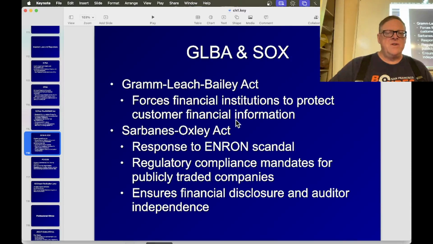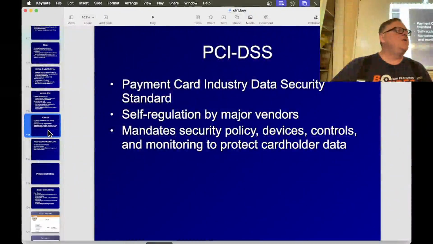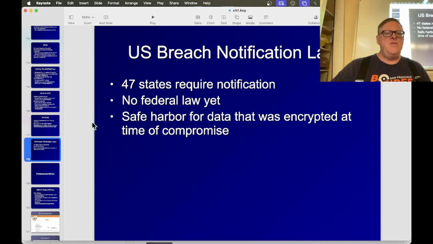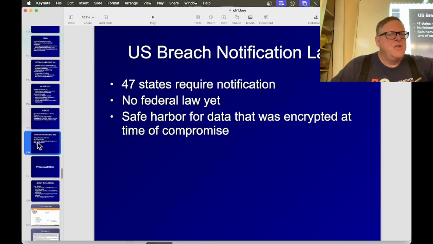Gramm-Leach-Bliley forces financial institutions to protect their information. Sarbanes-Oxley was a response to Enron, which again causes financial information to be recorded because the Enron accountant just deleted all the data. And PCI is self-regulation of credit card data by people who handle credit card numbers. And if you do have a breach, then you are required to notify people. I don't think there's a federal law yet, but there's a lot of state laws.